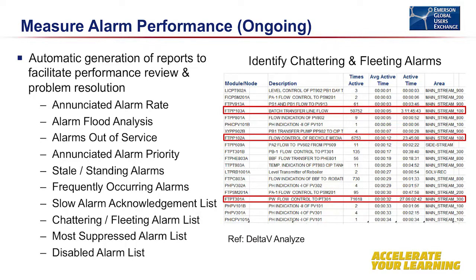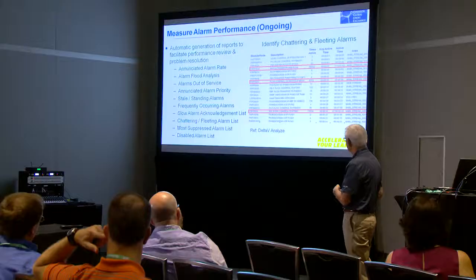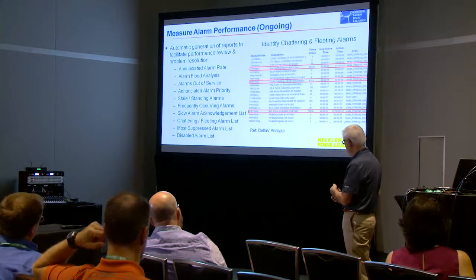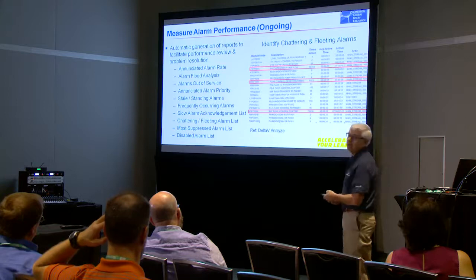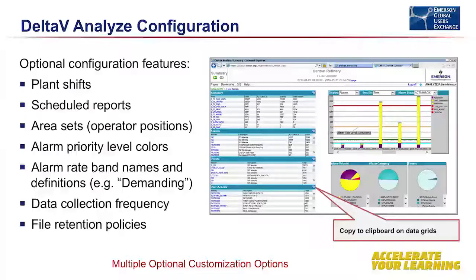Taking this one as an example here, we have a module where the alarm enunciated over 50,000 times. Now, over 50,000 times, the average time it was active was 5 seconds. So that gives you an item to go ahead and attack, and some similar examples below that.